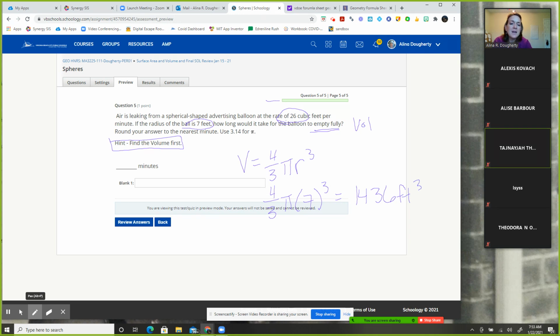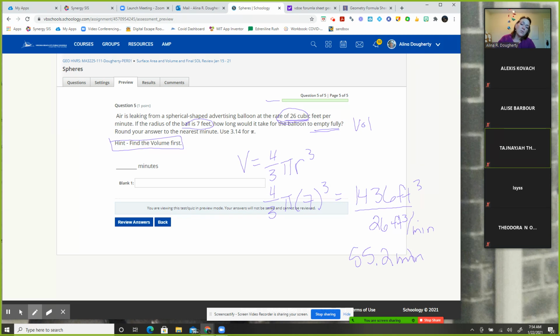So if it's leaking at 26 feet cubed per minute, and I want to know how long it would be for it to be completely empty, I want to divide by 26 feet cubed per minute, and that's going to leave me with minutes. So 1,436 divided by 26 is going to be 55.2 minutes. Round your answer to the nearest minute.